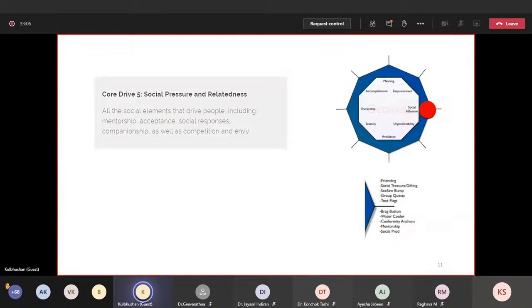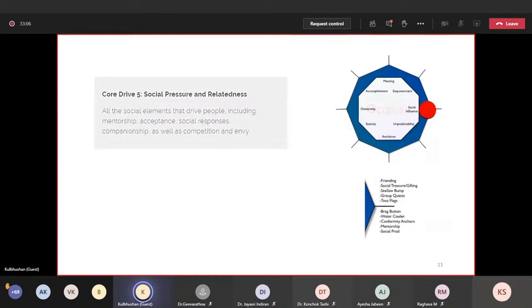For example, the social elements in computer games where people can see how much their friends have earned, what their scores are, and what level their friends are at. They can compare their level with their social peer group. They can connect to their Facebook friends from within the application. Those all fall under the fifth core drive.